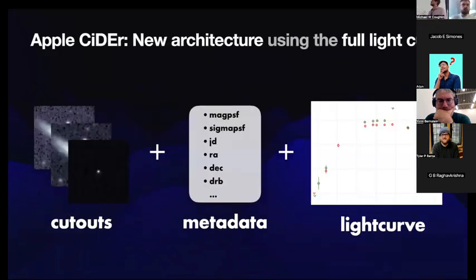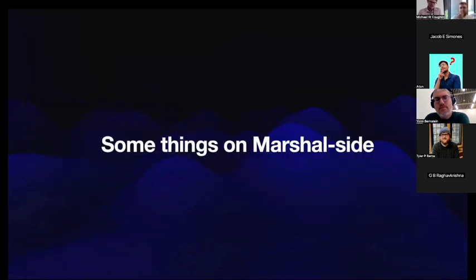And so this is to some extent what makes CIDER different from something like BTSBot, right? It includes light curves. It has the potential to include spectra. Again, these are things that Felipe and Ayer and others will demo tomorrow. Okay, so that's kind of on the brokering ML side.